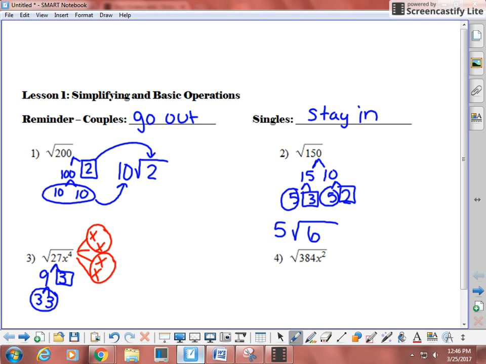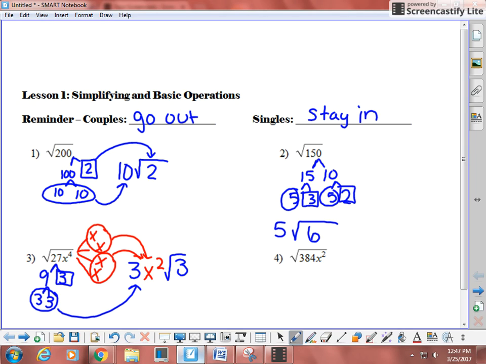Nothing is single. So from the numbers itself, I have a couple of 3s that go outside. Then I have x squared because there's 2 pairs of x's that go outside. And inside my square root is just a 3. And that's your answer.